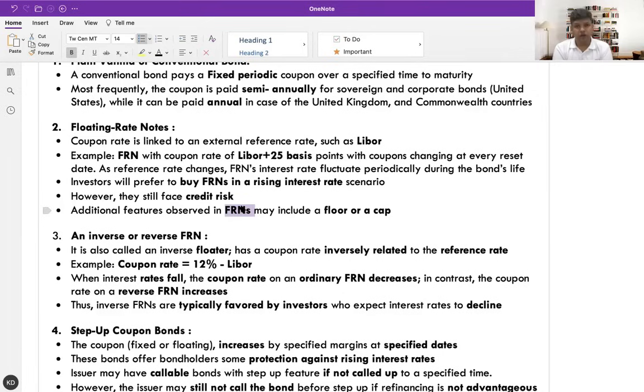Mostly the floating rate bonds are issued with a cap or a floor or both. Cap means the interest rate will not go beyond a point. Floor means the interest rate will not go below a point. Are you getting it? So most of the floating rate notes are issued with a cap, which is on your head, and a floor, which is at the bottom. Clear? So your interest rate will not go beyond a point and below a point. Is that clear? So can you tell me, if the interest rates are increasing in a floating rate note, you will get more coupon or less coupon?